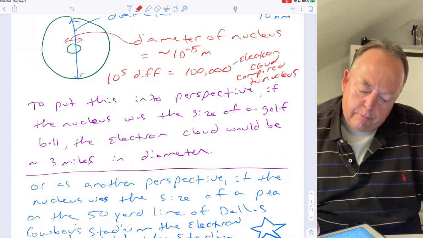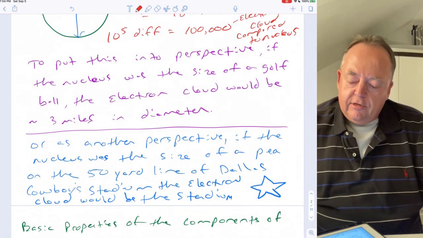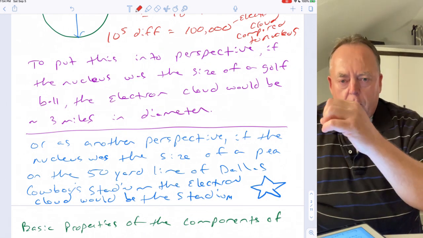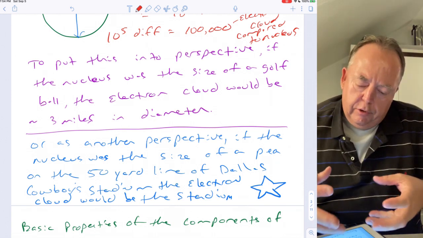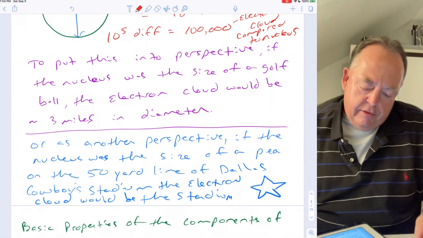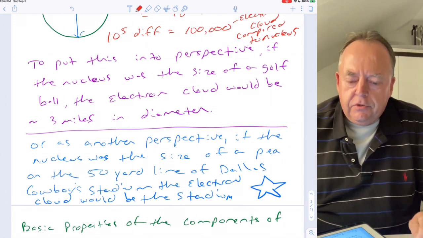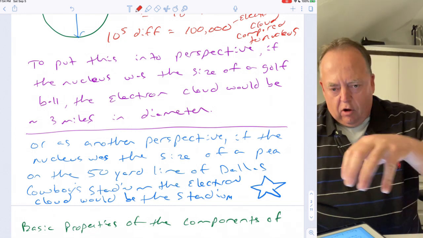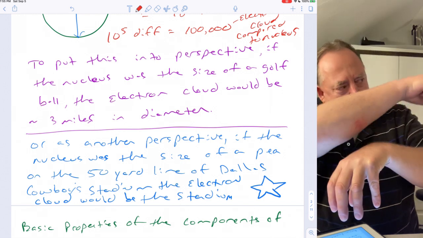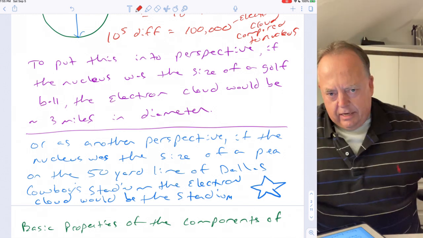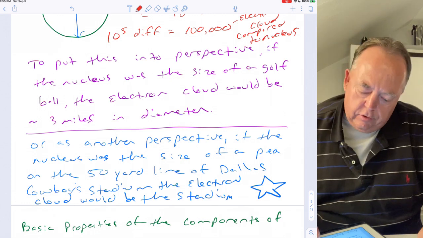So to put that into perspective, if the nucleus was the size of a golf ball, you all know what a golf ball looks like, right? If we scaled the nucleus up to the size of a golf ball, then the electron cloud would scale up to about 3 miles in diameter. So if you put a golf ball on this table and you went out 1.5 miles that way and 1.5 miles that way, the electrons could be anywhere in that space. So they can be way out there compared to the nucleus.